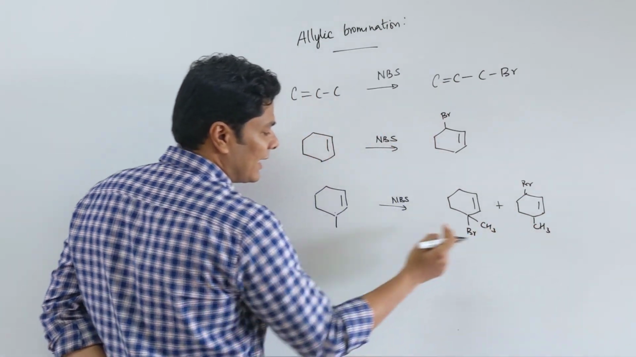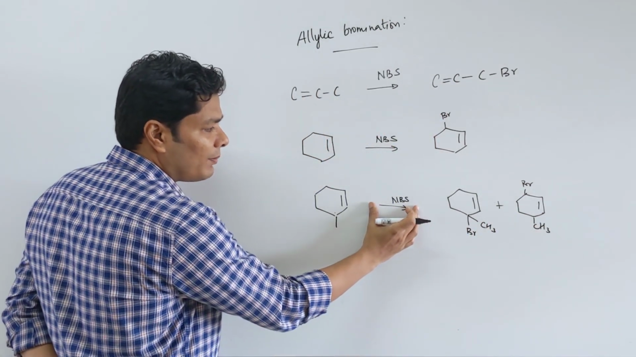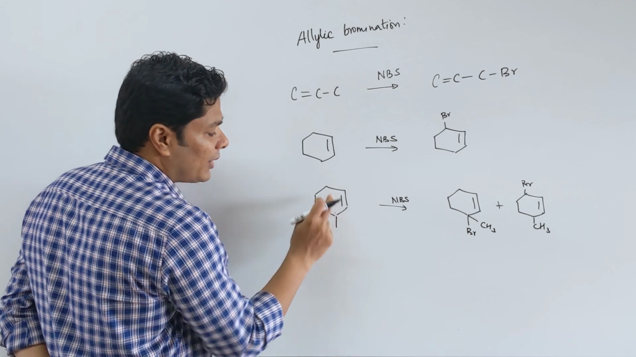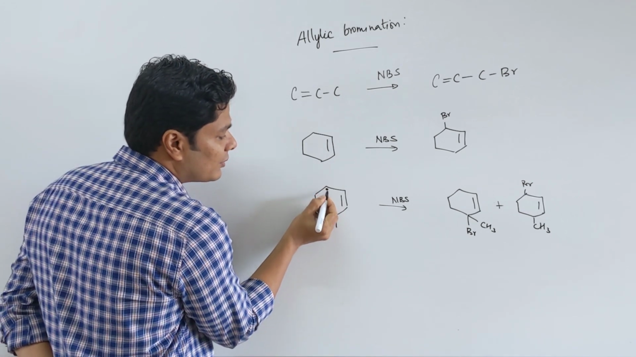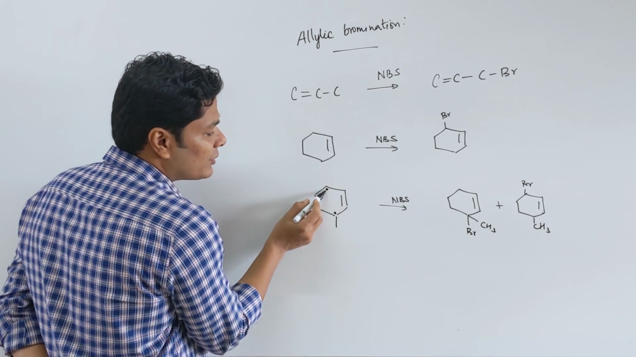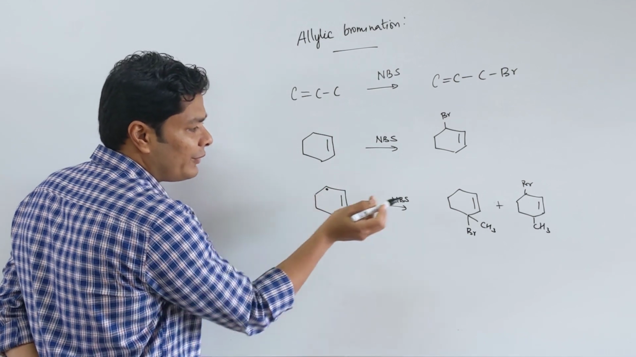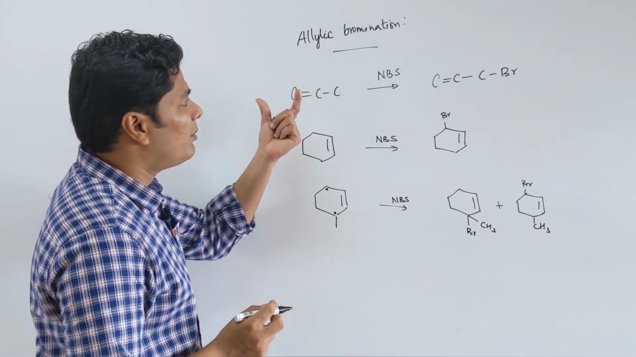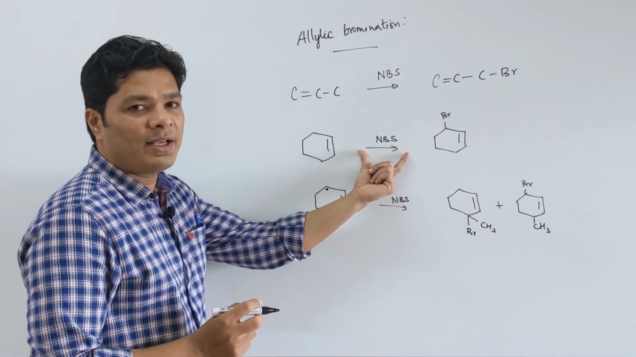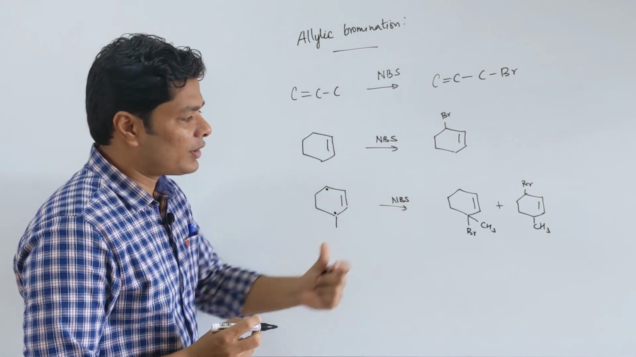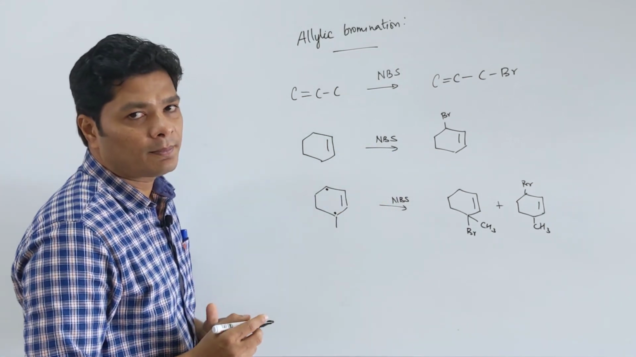So both of these are allylic substitutions. So this has done its job. It has done allylic substitution. But there are two competing radicals. So over here or over here. So this one will give you the second product. This one will give you the first product. So you want to remember allylic bromination, just the word NBS or N-bromosuccinimide. It will give you the corresponding allylic substituted product.